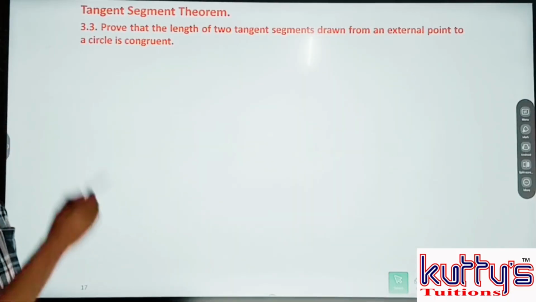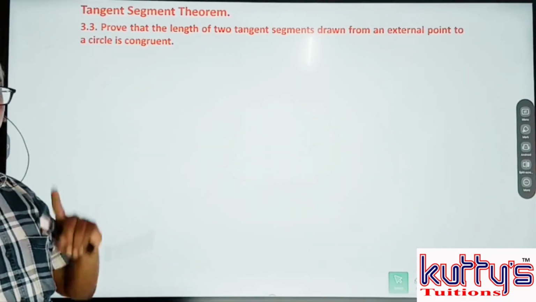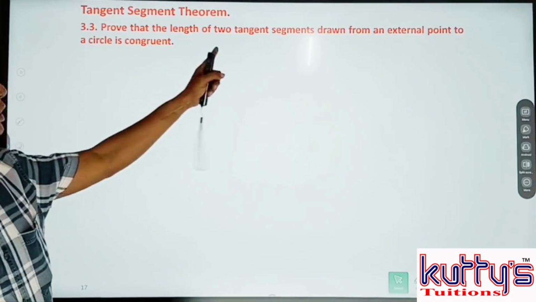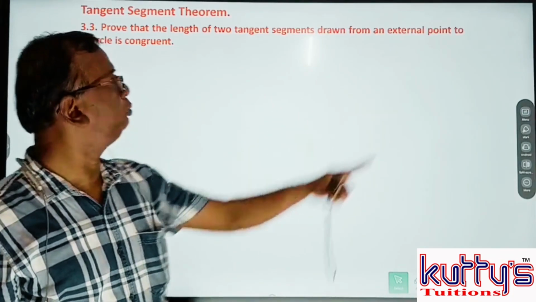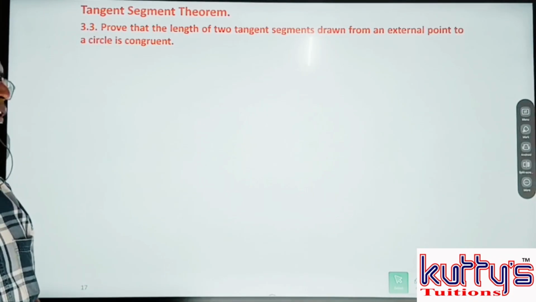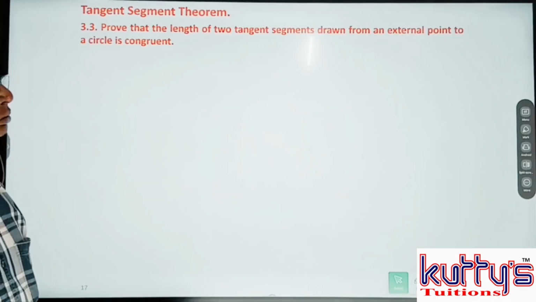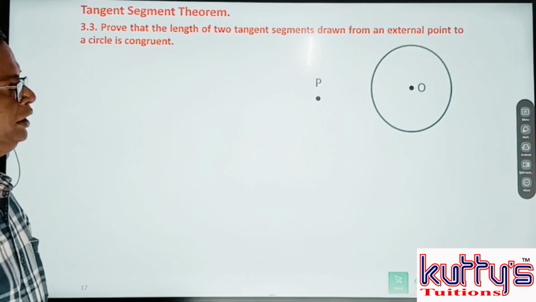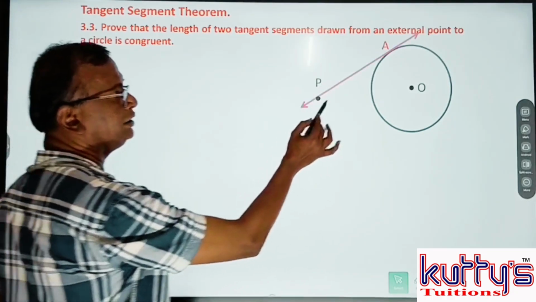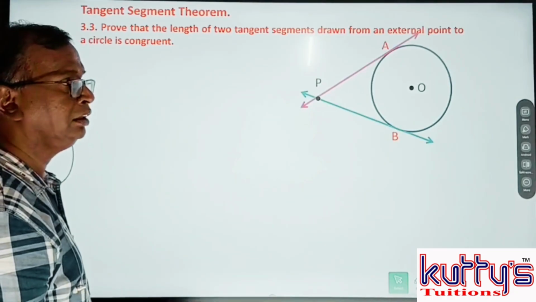Okay students, tangent theorem. What is tangent theorem? It's a very important theorem also. Prove that the length of the tangent segments drawn from an external point to a circle are congruent. So there is the circle. This is an external point and these are the tangent segments.